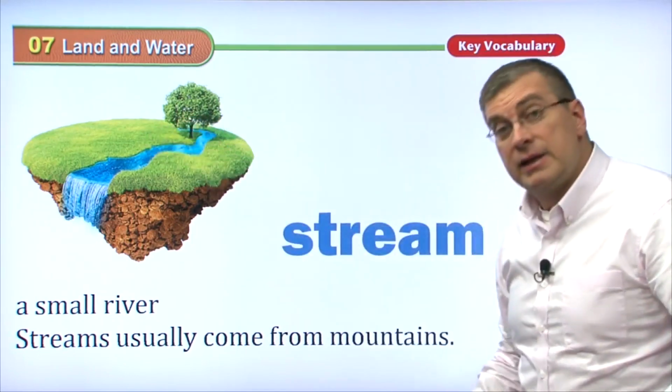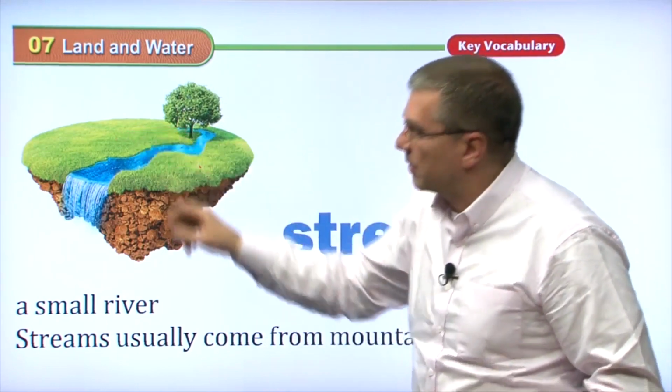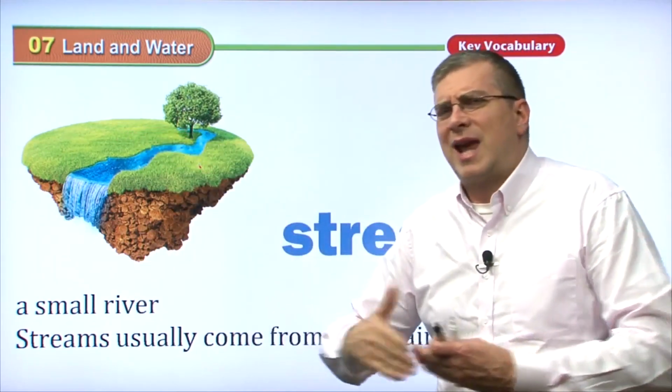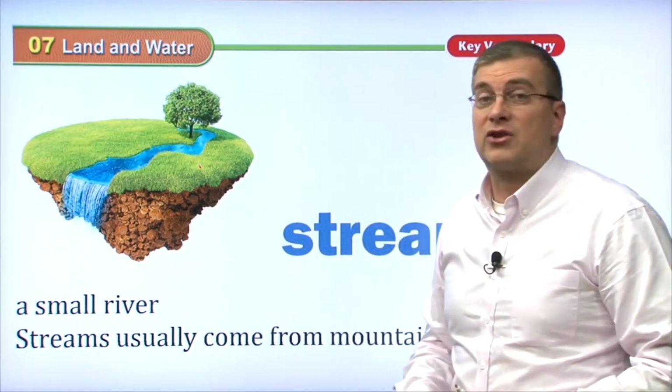You could probably step across a stream, right? You could probably step from one side to the other. But some streams are a little bit wider. You can't step across. But a small river, we call those streams.